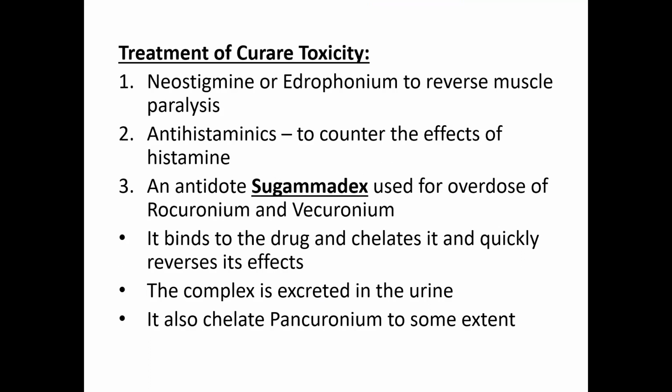Coming to the treatment of curare toxicity, neostigmine or edrophonium is used to reverse the muscle paralysis, and antihistaminics are used to counteract the effects of histamine. An antidote called Sugammadex is used for the overdose of rocuronium and vecuronium. Sugammadex binds to the drug, chelates it, and quickly reverses its effects.